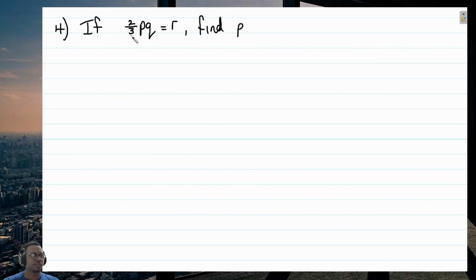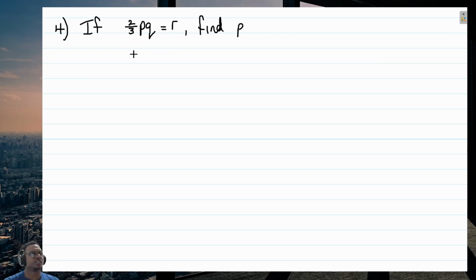Now in this question, we have 2/3 multiplied by P multiplied by Q is equal to R. And now we want to find P, which means to transpose for P, which means to make P the subject of the formula. So that means I want P by itself on one side of the equal sign and everything else on the other side of the equal sign. Now the operation here is multiplication because we have 2/3 multiplied by P multiplied by Q. So when we move the 2/3 and the Q across, it will go underneath the R.